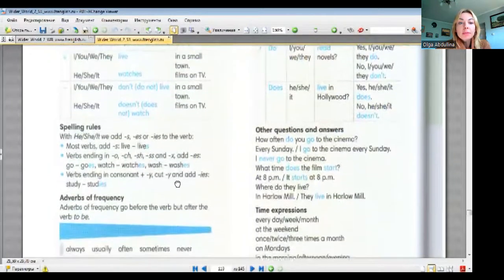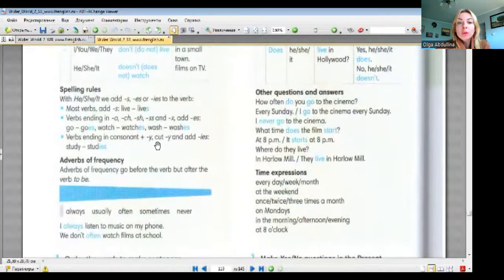Now, let's look at the spelling rules we've got here. So when we use S, when we use ES, or there is also a case when we need IES. So most verbs, більшість, да, абсолютно більшість слів, we add S, live, lives. But if the verb ends with O, CH, SH, SS, X, we use ES for them. Якщо дієслово закінчується на O, CH, SH, SS, X, ми додаємо ES.